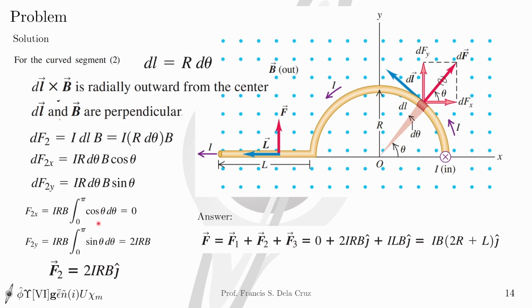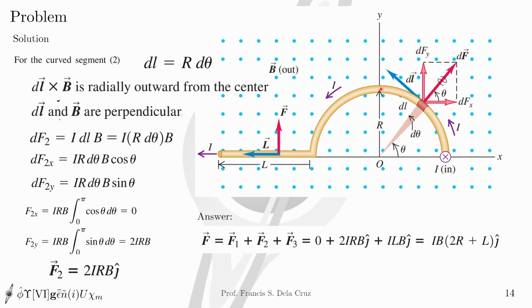Okay, so the integral of cosine theta is sine theta. If you take it from 0 to pi, sine 0 is 0, and then sine pi is 0. Therefore, F2x is equal to 0. Just imagine that all of this fx, from this point up to this point, would be all directed to the x-axis.